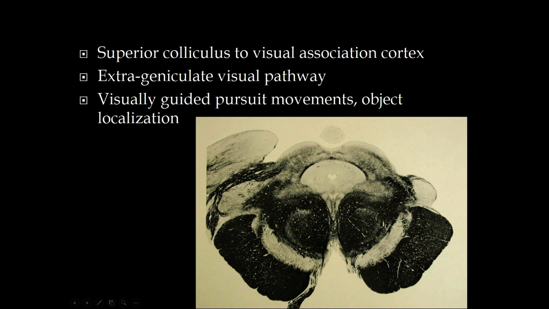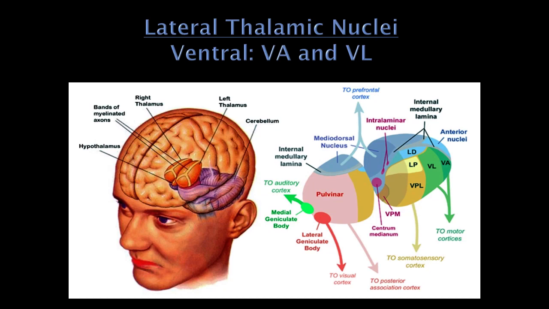And it appears to be especially important for tracking things in space, so pursuit movements and localizing things in space. All right, so the superior colliculus here is important for that. And again, it's the pulvinar and lateral posterior nucleus that are the thalamic nuclei involved. Okay, so pulvinar, lateral posterior nucleus, and here the arrow is going to posterior association cortex, or maybe we could better say visual cortex.